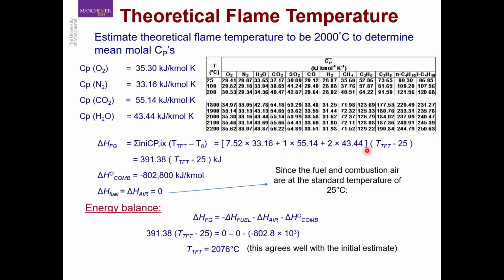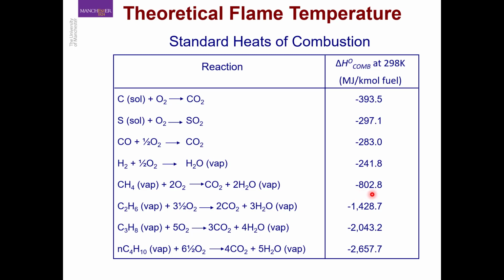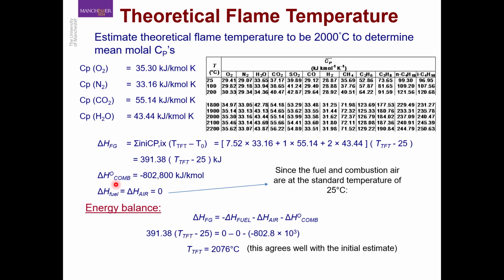And then we multiply this whole term with the temperature difference, critical flame temperature minus 25 degrees centigrade, that is the standard value or the ambient condition. And we also know the standard heat of combustion for this reaction. Again, we have to look at literature, and from the table that I showed you in part 4, if you burn 1 kilomole of methane, we produce 802.8 megajoules of energy.